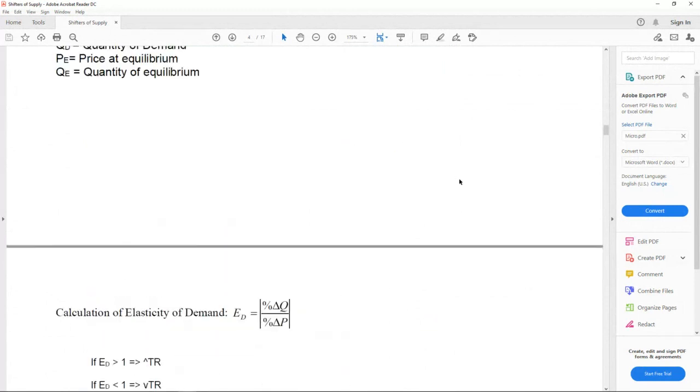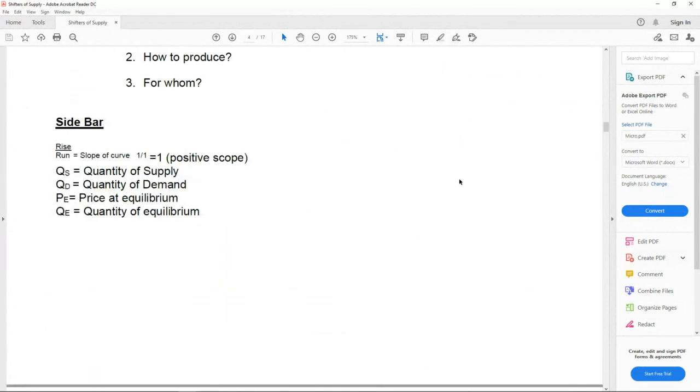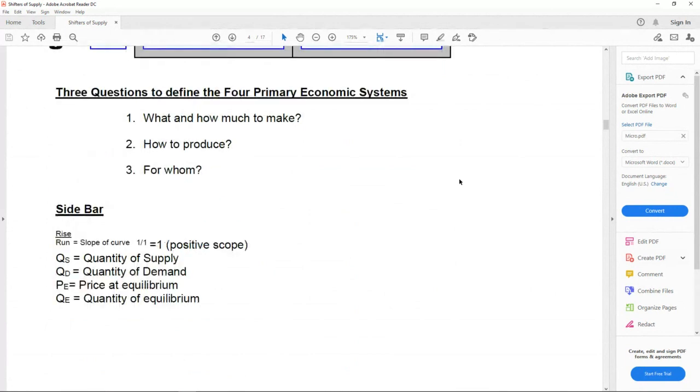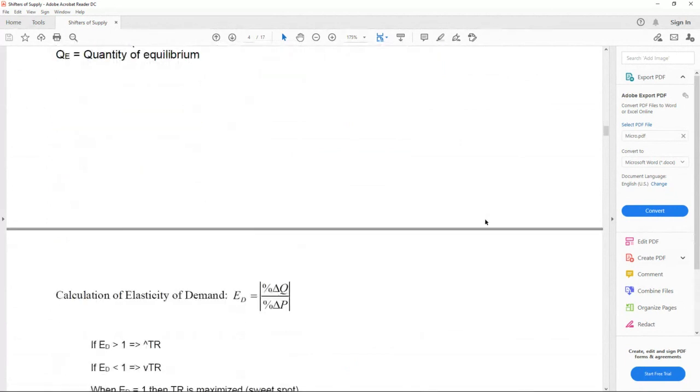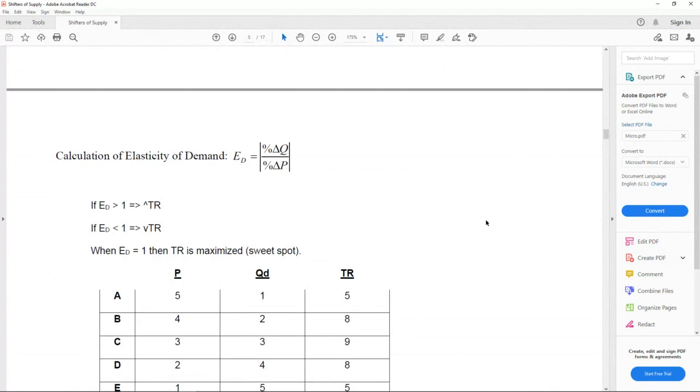When we look at elasticity, we said it's the responsiveness of X to changes in Y. For testing purposes, you're going to have to understand how to calculate elasticity. You're going to have to know how to calculate total revenue. Both of them are important. In this page, and I'll probably share this document with the class.